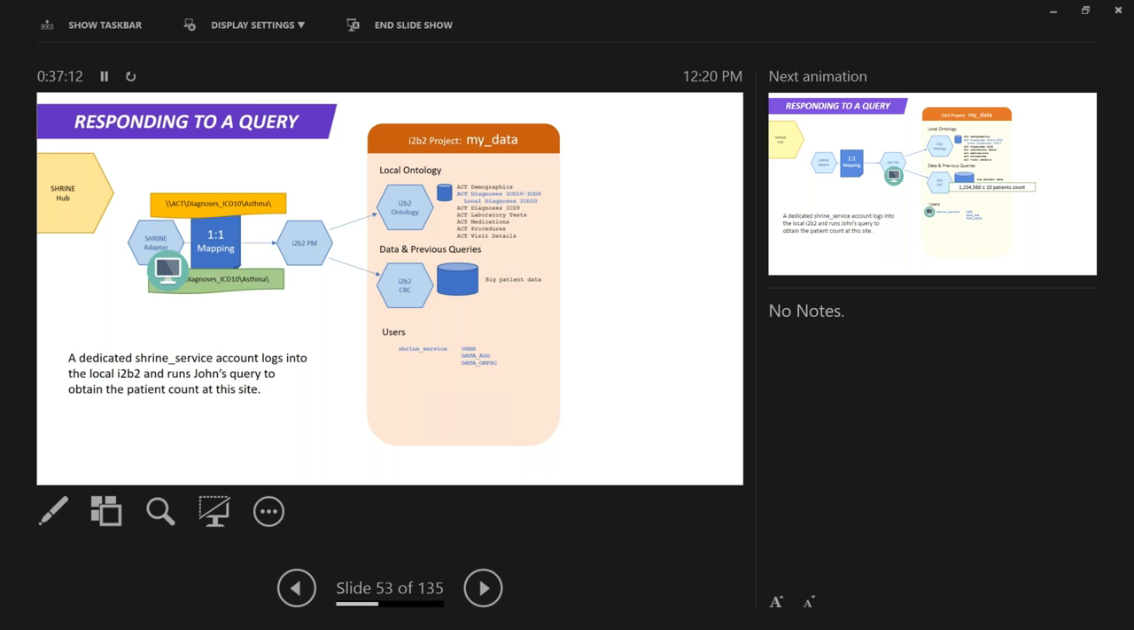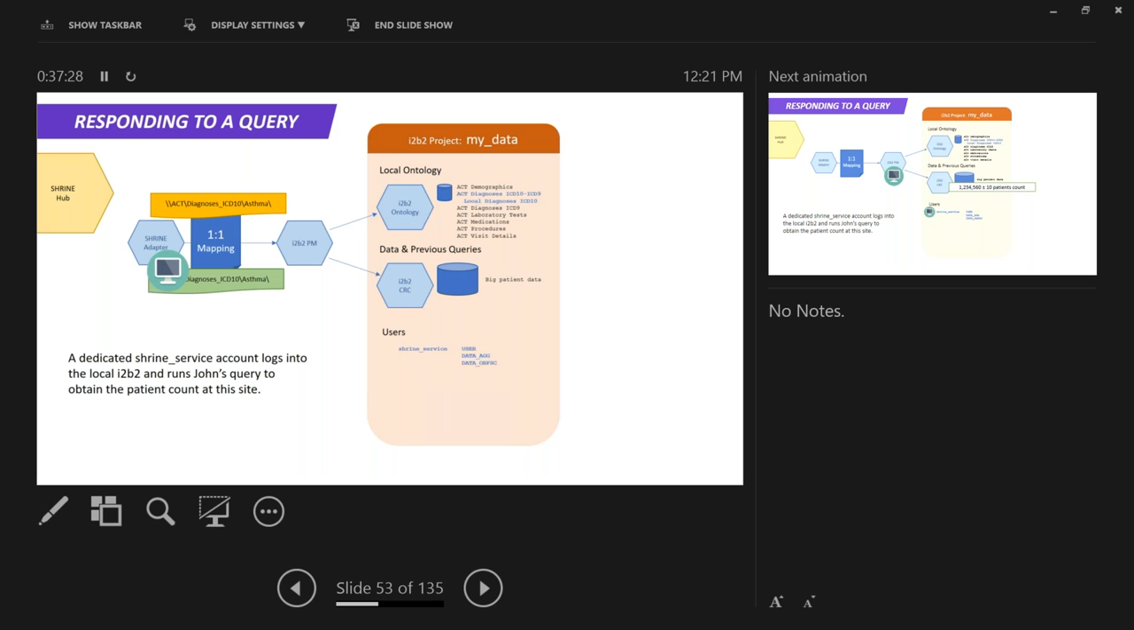Because of course John's account is not known across the network. So what happens is that query now uses a dedicated Shrine service account. This is just part of the configurations when you're setting up Shrine to run that query on John's behalf.